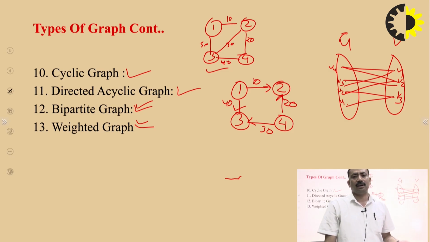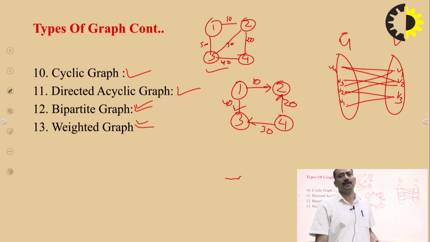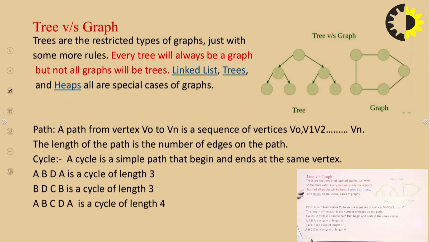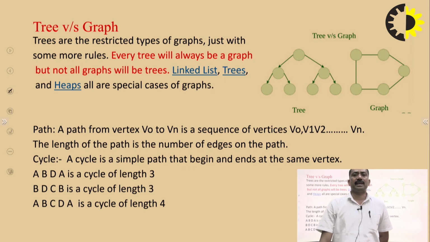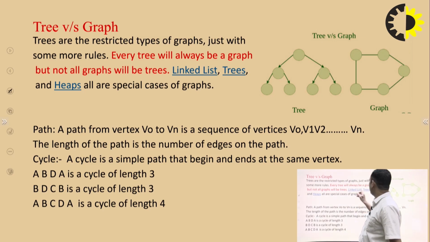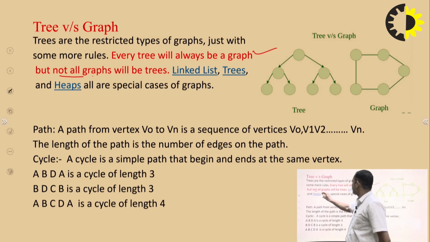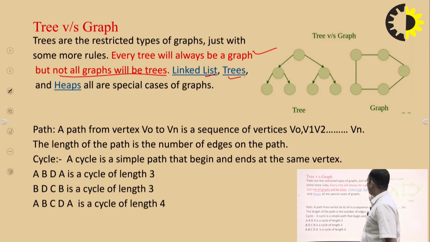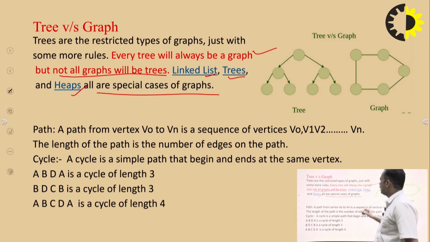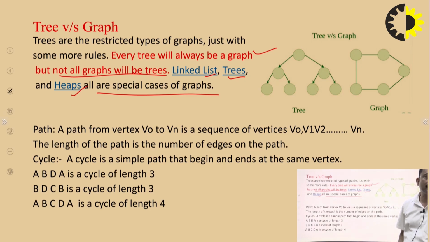A simple, basic concept: what is a tree and what is a graph, and what is the difference between a tree and a graph. Trees are a restricted type of graph, just with some more rules. Like in a tree there is no cycle, but a graph can contain a cycle. So every tree will always be a graph, but not all graphs will be trees. And linked lists, trees and heaps are special cases of a graph.